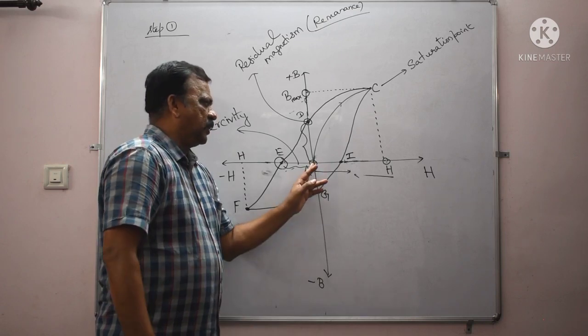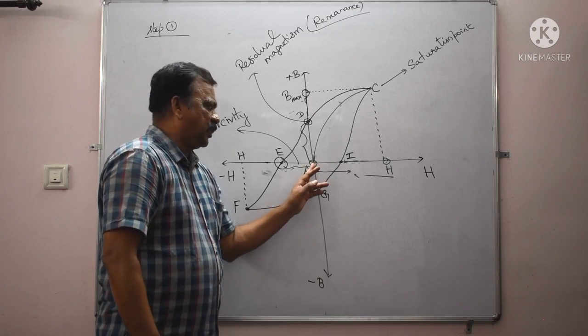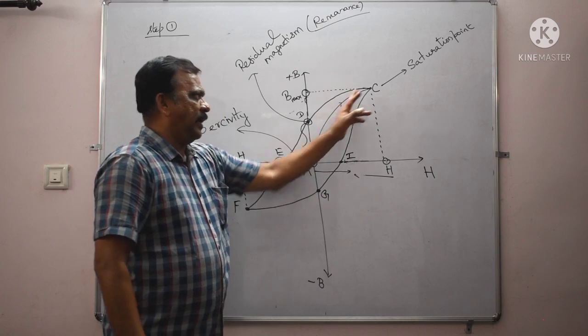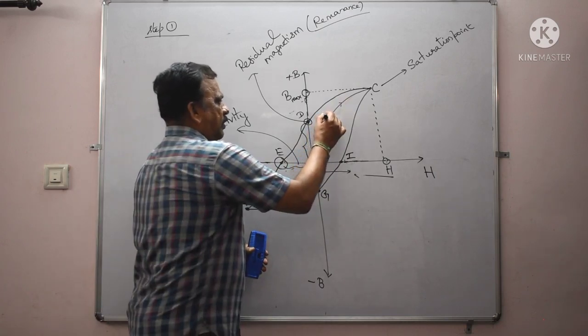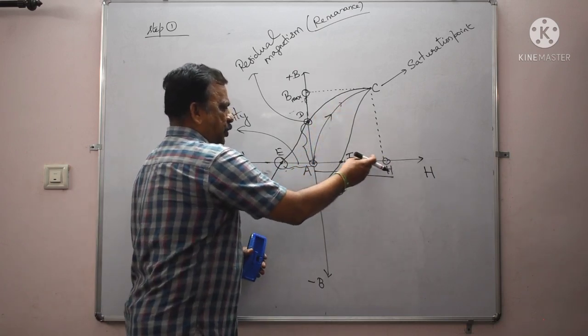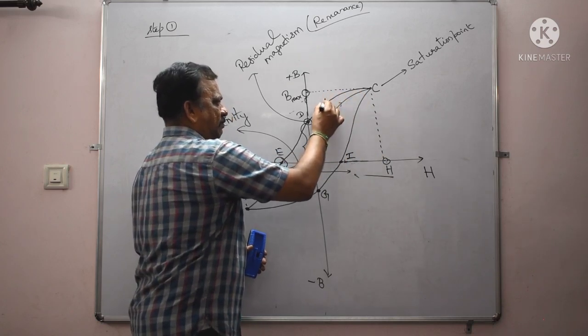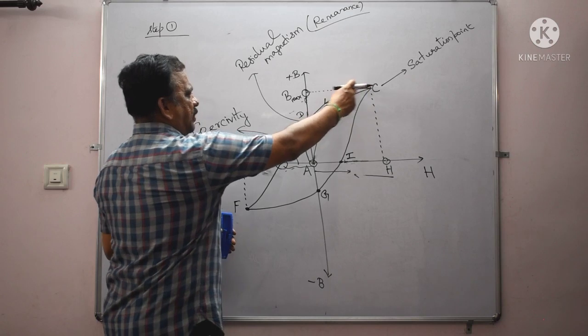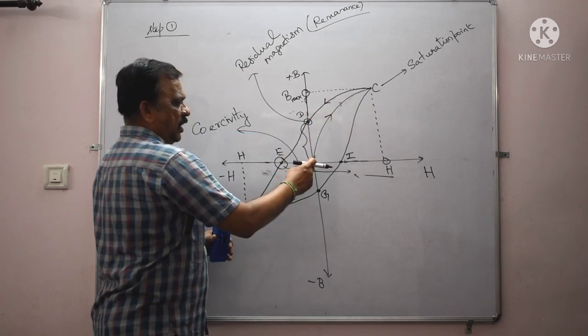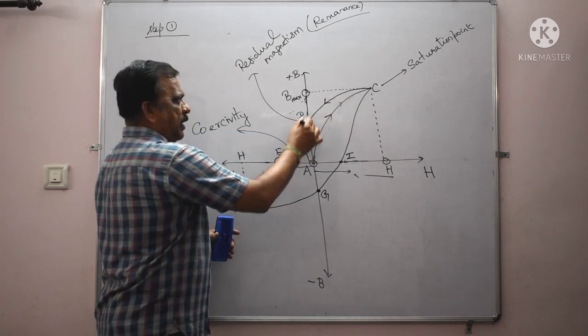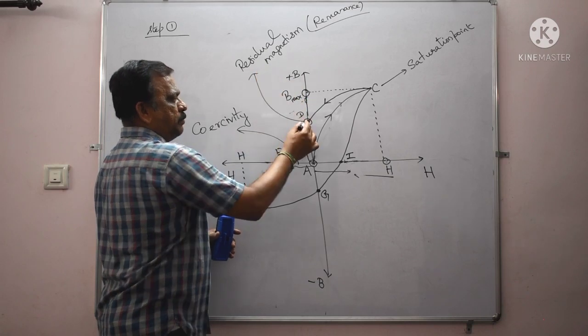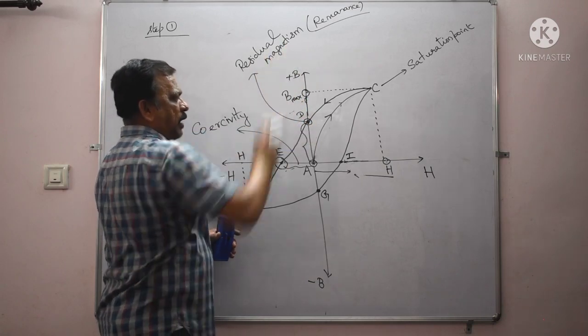So the magnetizing field is increased from 0, and you get the path AC. The magnetizing field is decreased from H to 0. The curve doesn't retrace its path. It takes up a path CD. When the magnetizing field H is 0, the magnetic field B in the specimen doesn't become 0. So we call it residual magnetism.